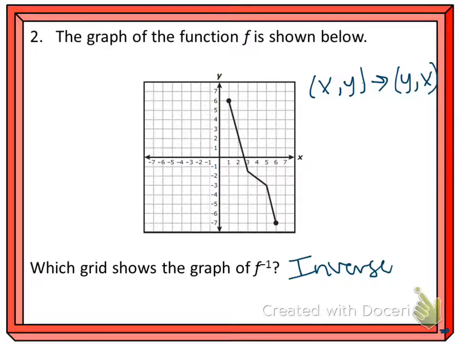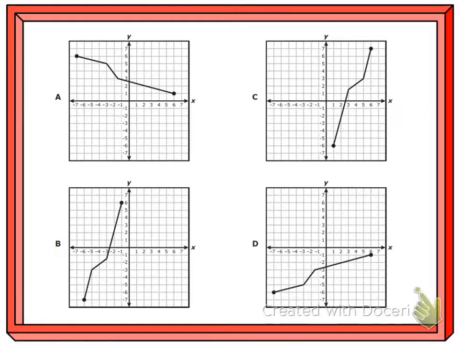So let's just get a couple of points, the 2 points that it gave us on the grid. So for example, this first point, I'll call it A. Point A has coordinates (1, 6). So on the inverse, I'll call that one A prime, has to have the point (6, 1). So let's just go over to the answer choices and look for (6, 1) on our graph.